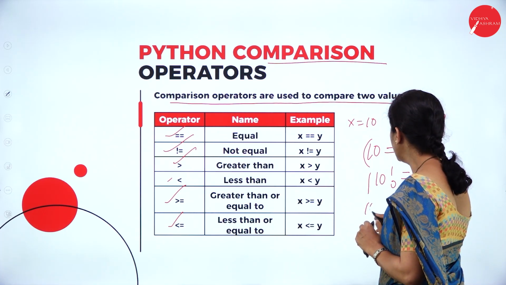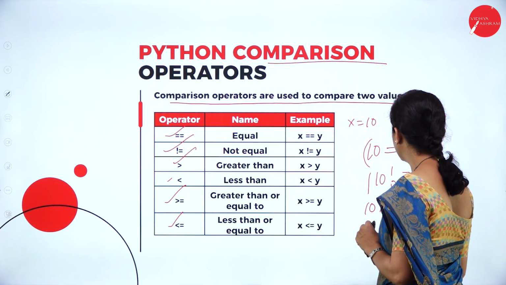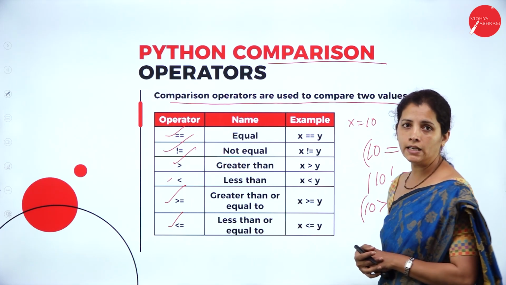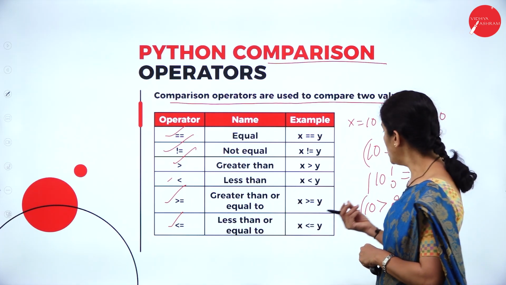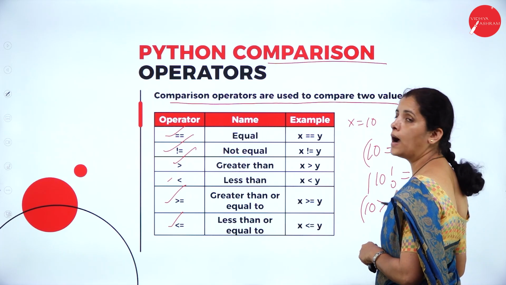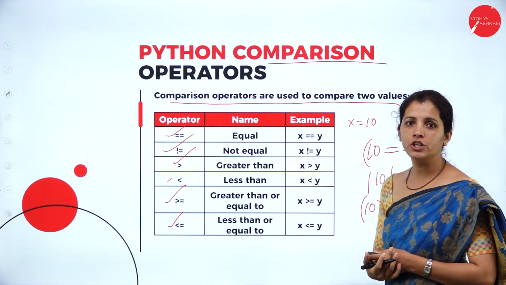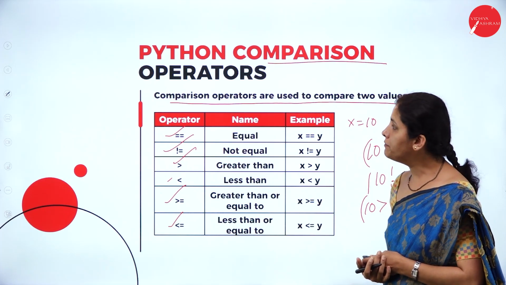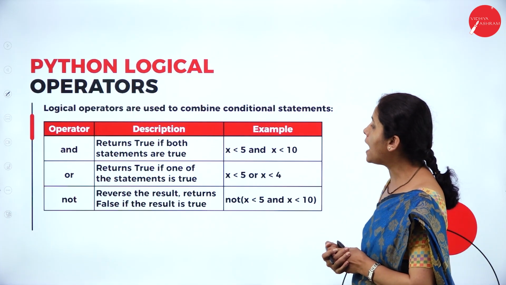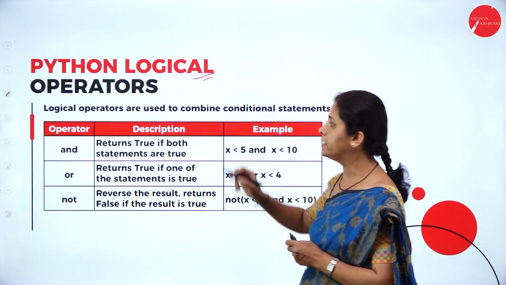Now, 10 greater than 20. Is it 10 greater than 20? No. So, I'm going to compare two values here. So, for that, I'm using comparison operator. Okay, fine. Now, I'm going to have logical operator.